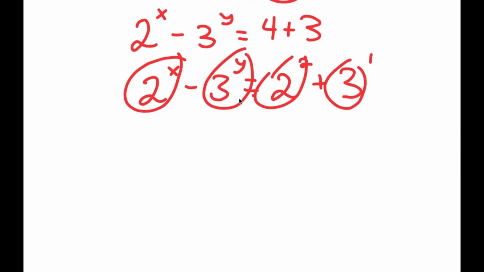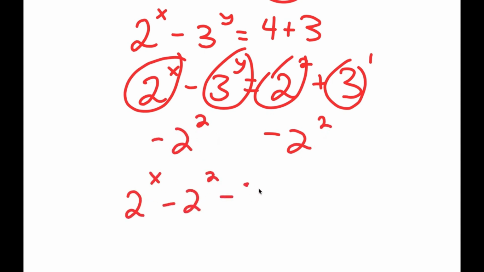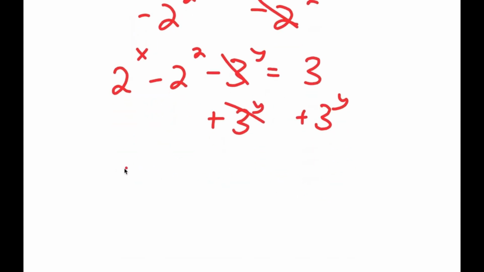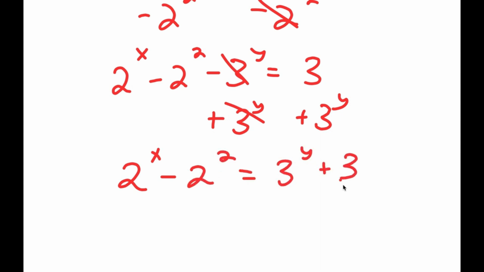Now from here, I'm going to group the powers of 2 together and group the powers of 3 together. So I'm going to subtract 2 squared on both sides. So I get 2 to the power of x minus 2 squared minus 3 to the power of y is equal to 3. And then I'm going to add 3 to the power of y on both sides. So these two cancel out, and I get 2 to the power of x minus 2 squared is equal to 3 to the power of y plus 3.